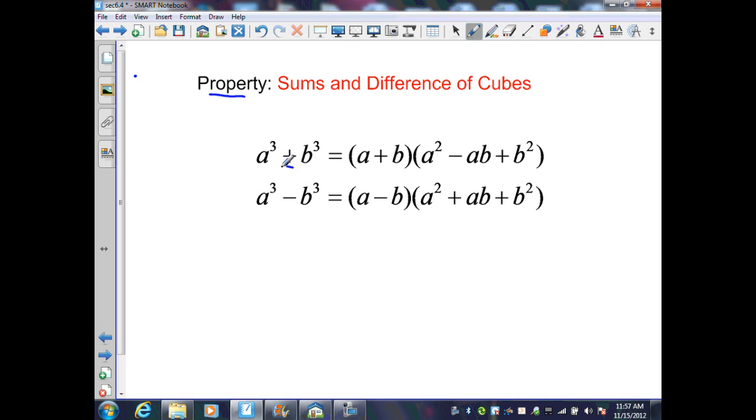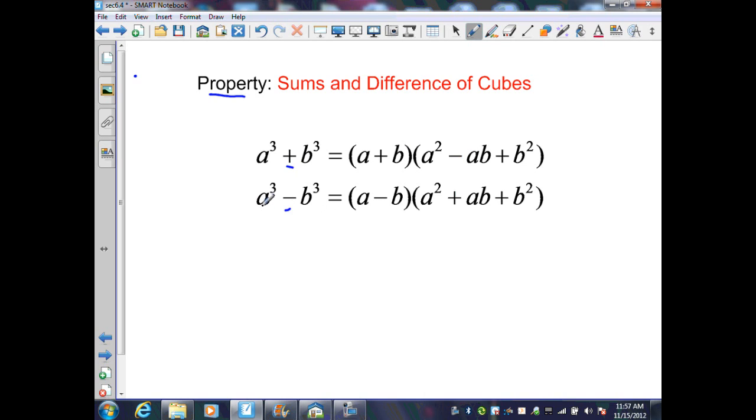Here is a sum of cubes. When that occurs, I'm going to take the cube root of A and the cube root of B and put that in the first binomial, and that will be with a plus sign. Then I will take that term from my binomial, A squared. I will take B and square it for the last term, and my middle term will be A times B with a minus sign.